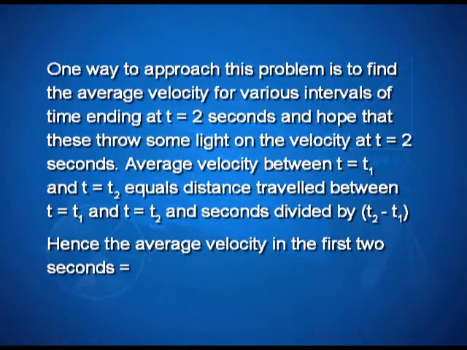One way to approach this problem is to find the average velocity for various intervals of time ending at t = 2 seconds and hope that these throw some light on the velocity at t = 2 seconds. Average velocity between t = t1 and t = t2 equals distance travelled between t = t1 and t = t2 seconds divided by t2 minus t1.